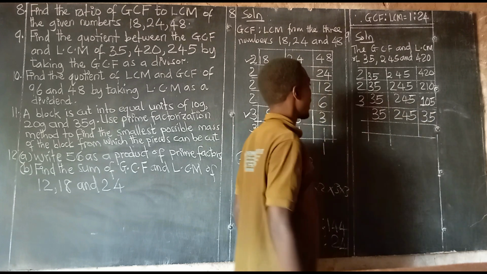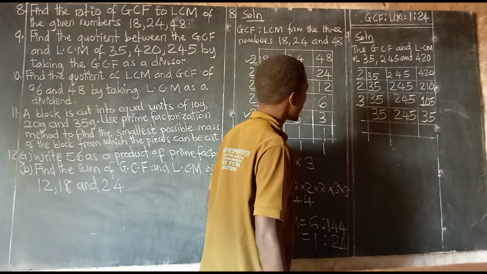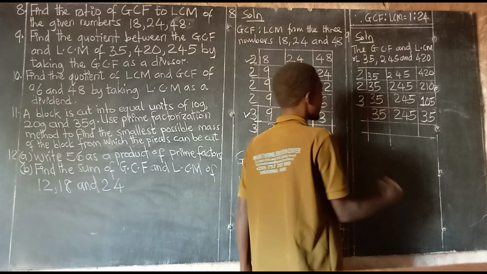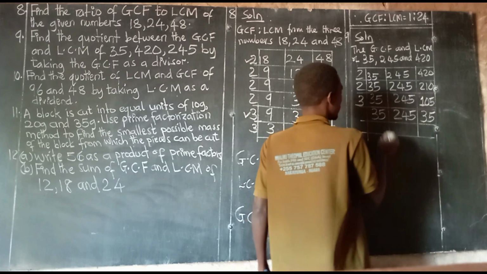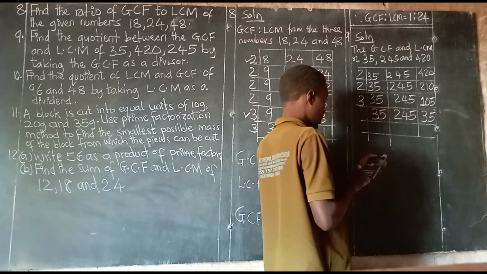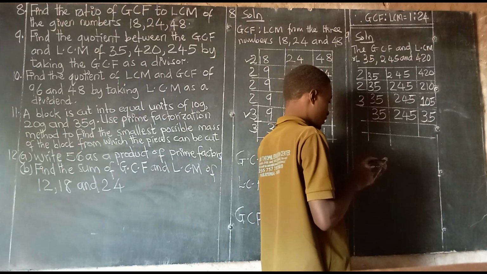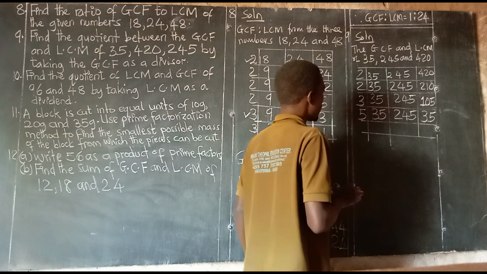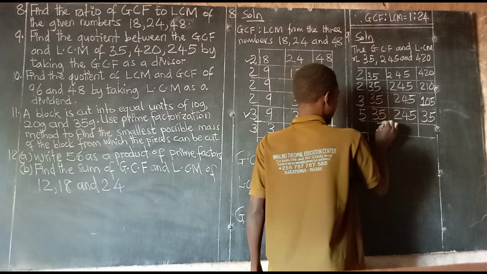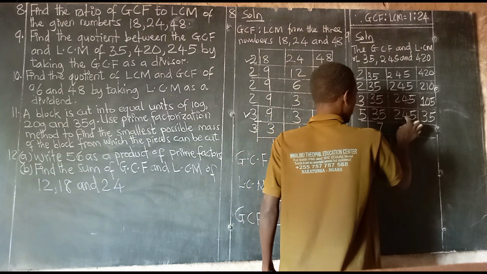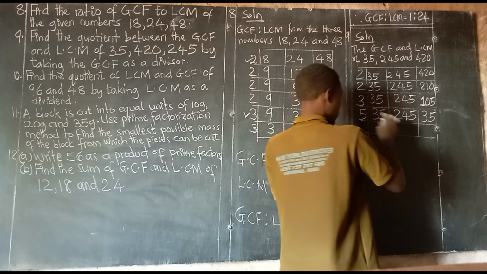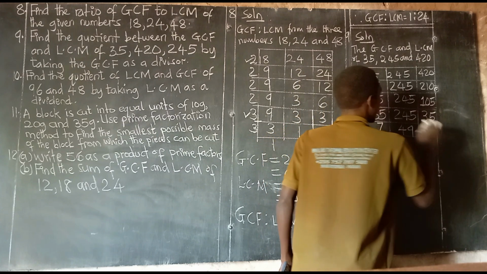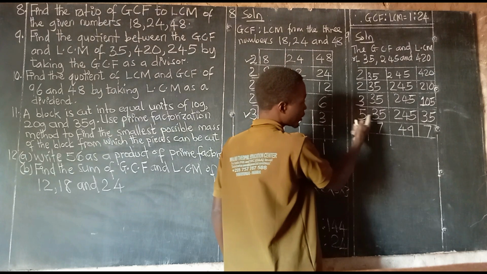And now, is there any which is still divisible by 3? The answer is no. What about by 5? Is there any which is divisible by 5? Yes, the answer is almost all of them. For example, 245 over 5, we get 49. Now, all of them are divisible by 5. 35 over 5, we get 7. Now we may see this 5 has managed to divide all of the 3 numbers.